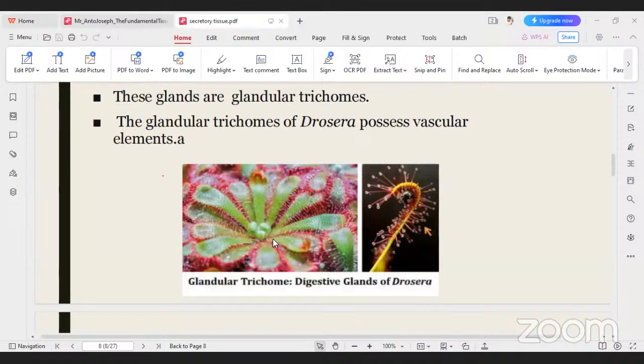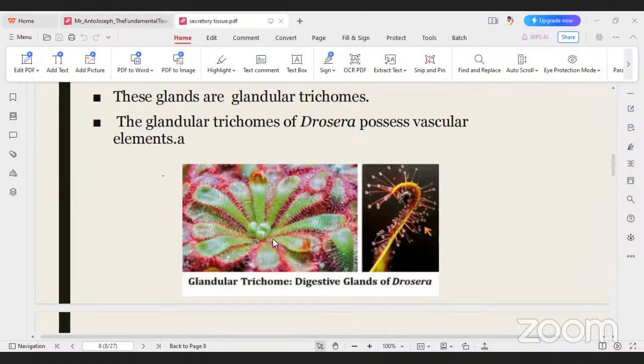So it is not a heterotroph. Remember, it is an autotrophic plant. It can prepare its own food material. But why does it depend on insects? For what purpose? As I told you, from the insect they mainly absorb proteins in the form of amino acids. Amino acids are made up of which elements? Which elements are present in amino acids?